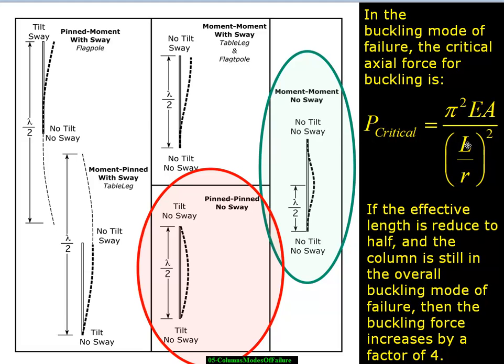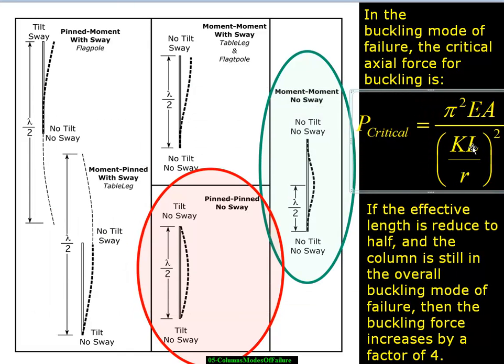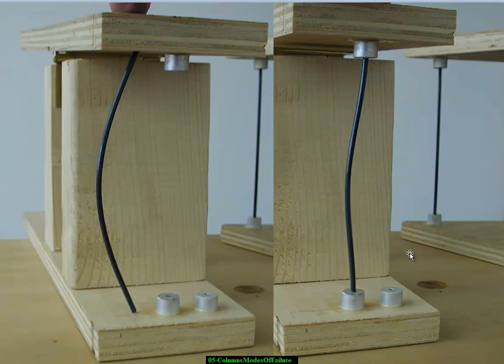So when we go into our equation here and we're talking about KL over R, the effective length KL for this situation is actually half as much as the effective length for that situation. Or in other words, we'd expect this column to be four times as strong as a result of this end fixity. Now, this is also just to give you a feel for what that looks like.